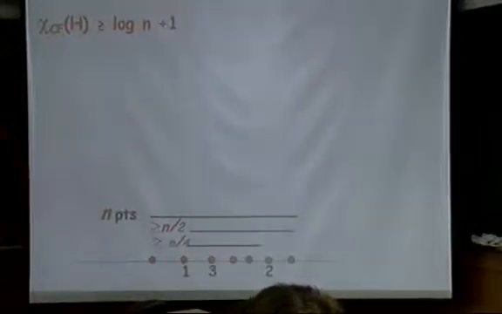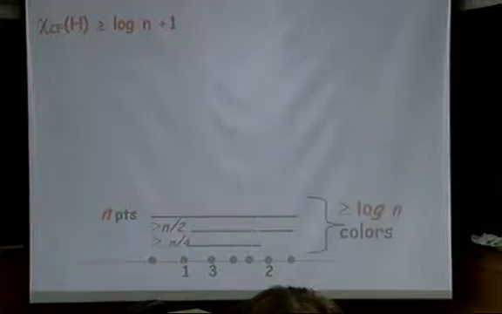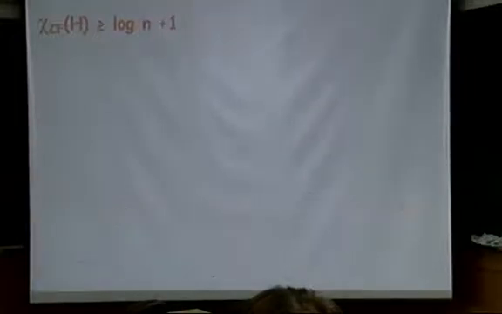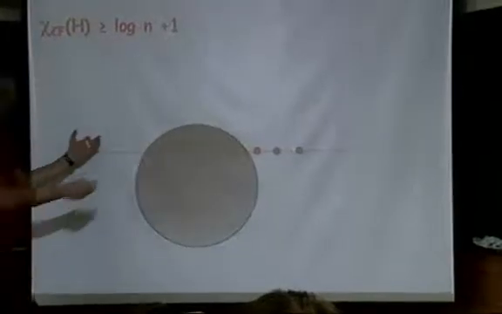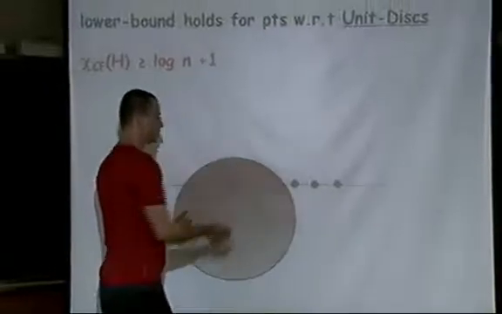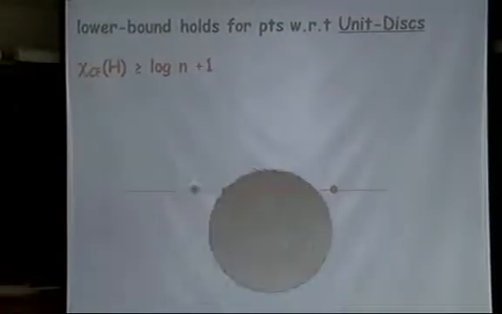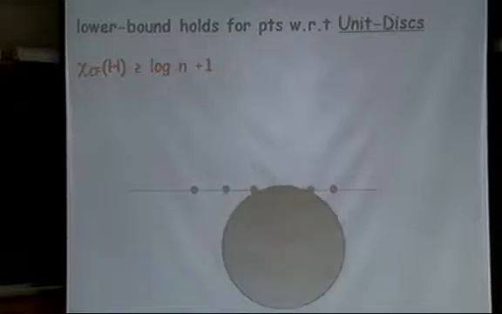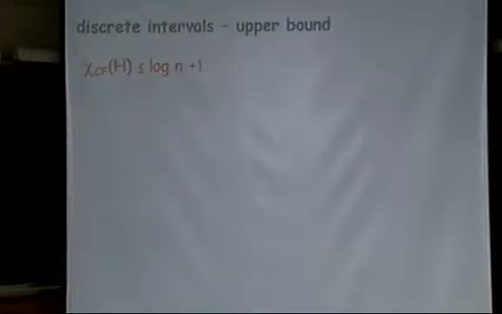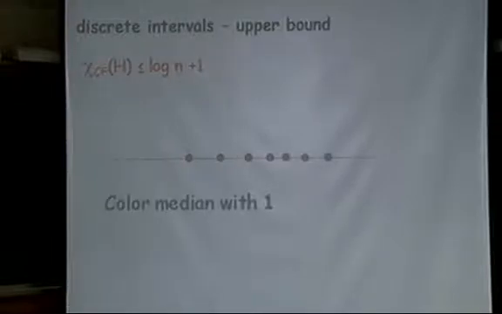And I find a new color and so on. So you find at least log n colors, a lower bound. And this lower bound holds for points, as I mentioned, with respect to unit disks, because if you put the points close enough, any interval could be realized as some intersection of the line with that disk. That's easy to see.